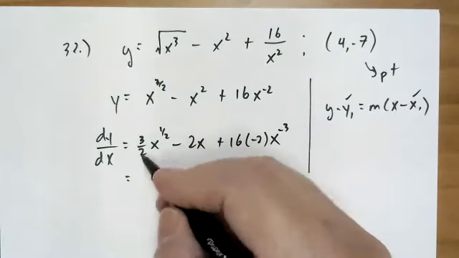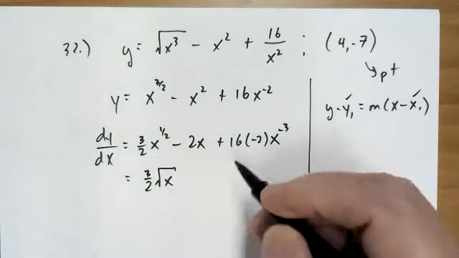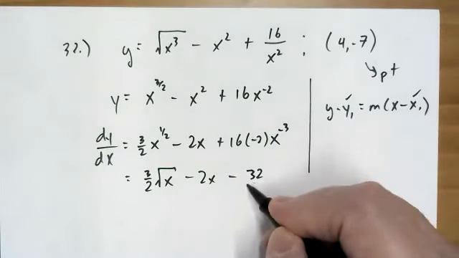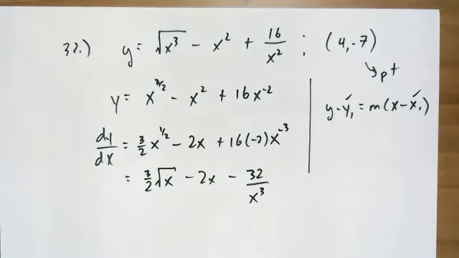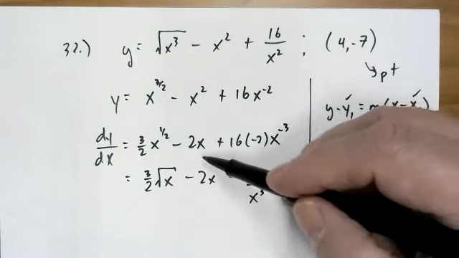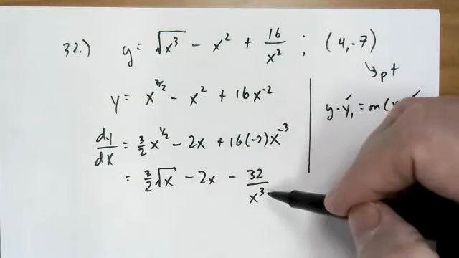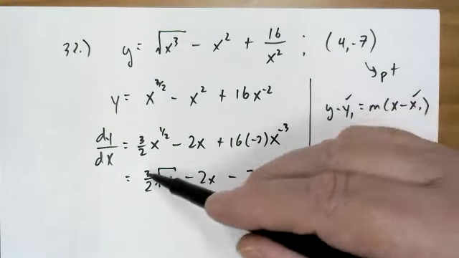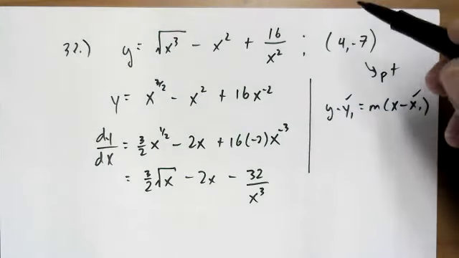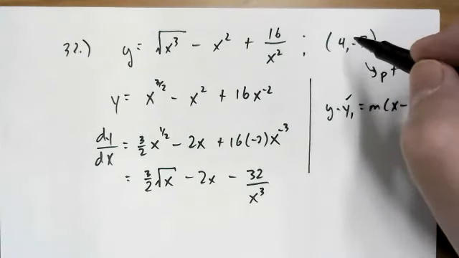Now let me maybe clean this up a little bit. Let's do this. I'll call this 3/2 square root of x minus 2x minus 32 over x cubed. So now this is my first derivative. This I can also think of as an equation for the slope at any point on my curve or on my function.